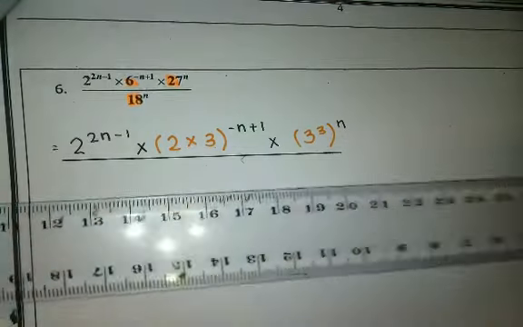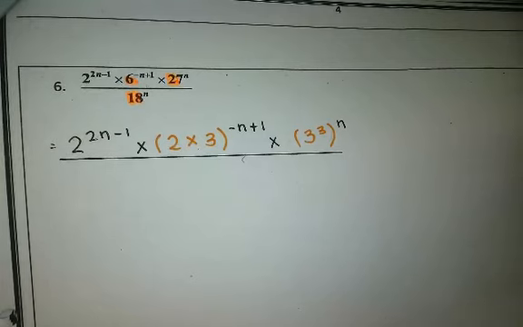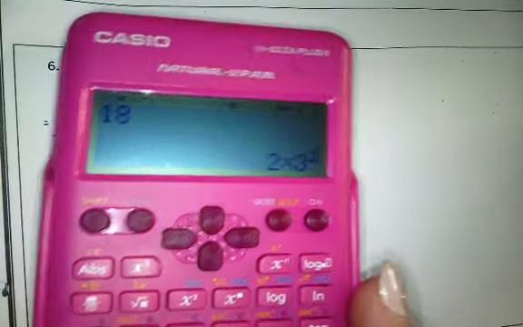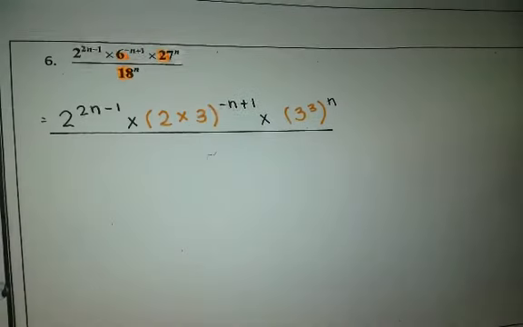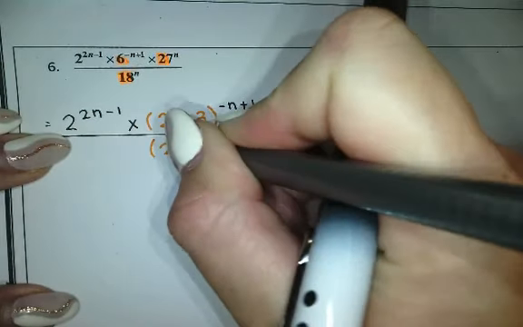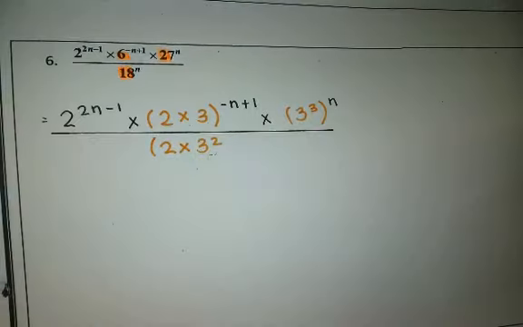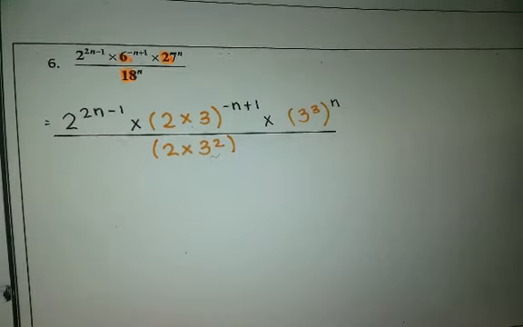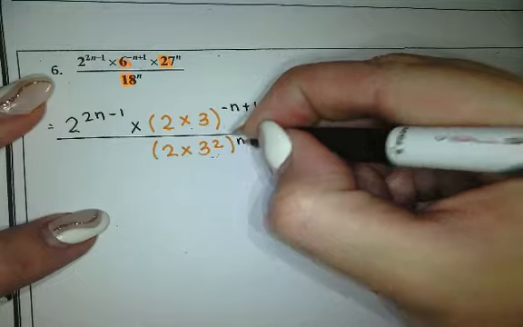But now you guys are probably thinking, oh my, there's still something wrong because not all my bases are a 2 and not all my bases are a 3. But that's okay, as long as we only have 2s and 3s, because then we do have the same base. We just have 2 different same bases, if that makes sense. 18 equals, shift factor, and we get 2 times 3 squared, again in a bracket. So 2 times 3 squared, and that's to the power of n.